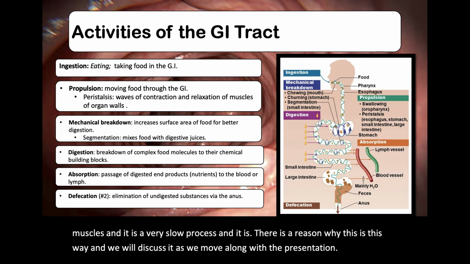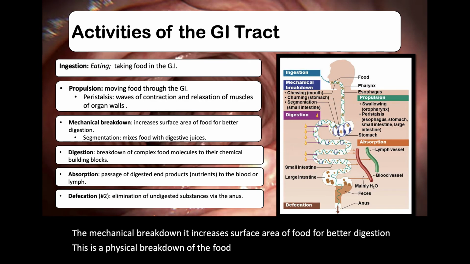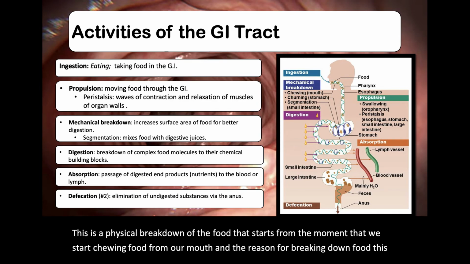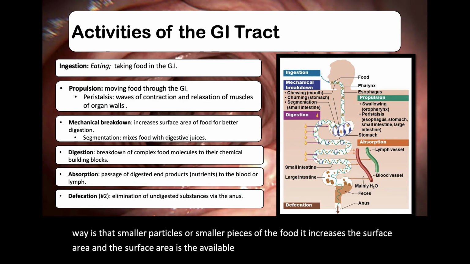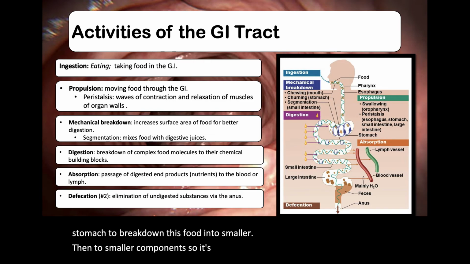The mechanical breakdown increases surface area of food for better digestion. This is a physical breakdown of the food that starts from the moment that we start chewing food in our mouth. And the reason for breaking down food this way is that smaller particles or smaller pieces of the food increase the surface area. And the surface area is the available surface for enzymes or acids in the stomach to break down this food into smaller components.